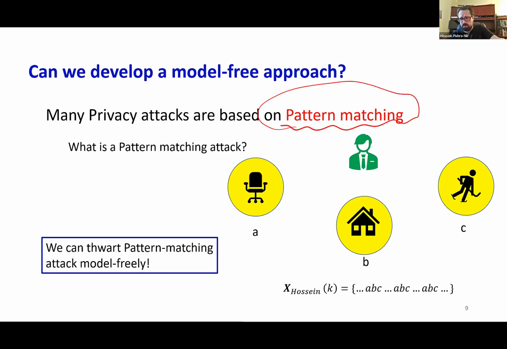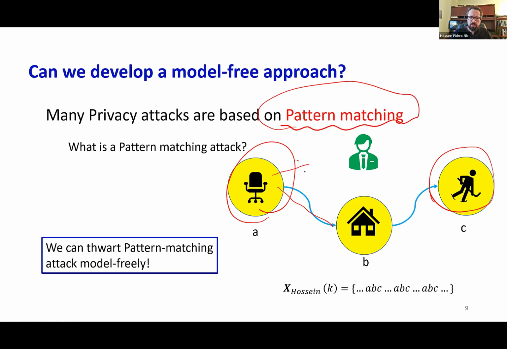In this kind of context that I'm talking about, sequence matching attacks are based on pattern matching. So what do I mean by that? For example, let's say you look at my personal location data. I usually go from my office to my home, and then take my kids to the ice rink, the hockey rink. So that's a very normal pattern for my data.